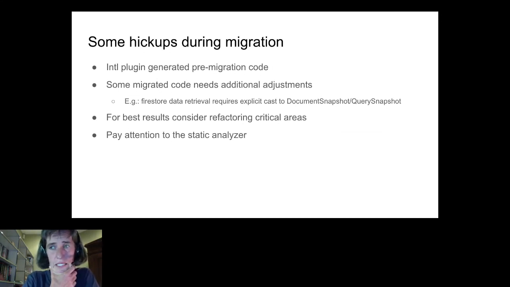Another thing that I had to realize after a while is that while the migration tool works really well, it's not perfect. There are some cases where it misses the need for explicit casts, and this has to do with the new structure of the type system. You need a lot more casts in your code, and one of them was Firestore data retrieval.